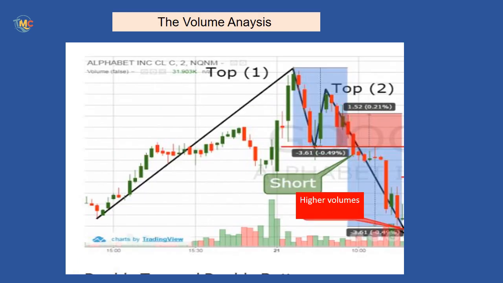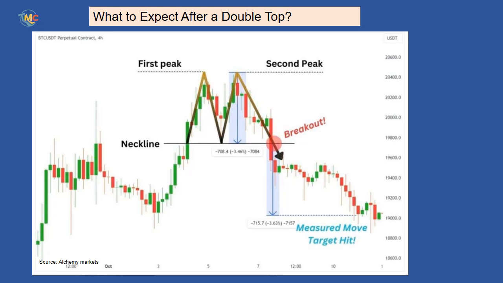The volume analysis provides crucial validation for the double top. Typically, volume is high during the first peak, as enthusiasm reaches a maximum. During the rebound toward the second peak, volume is usually lower despite similar price levels, a warning sign of diminishing buying interest. Finally, volume often increases significantly during the breakdown below the confirmation level, indicating strong selling conviction and validating the pattern's completion. What to expect after a double top?